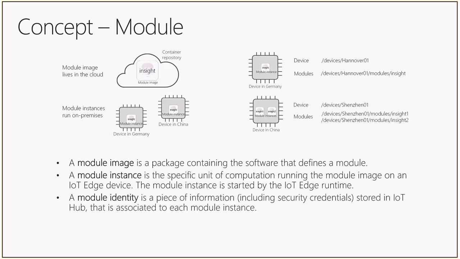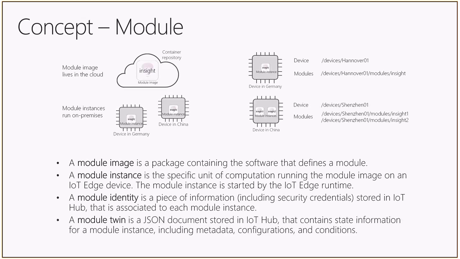And then we have the module identity. It's a piece of information including security credentials, stored in the IoT Hub, and associated with that module instance. And we have the module twin, like a device twin. It's metadata, a JSON document stored in IoT Hub that contains the state information of the module instance. So it's basically the configurations, conditions, etc., and it's associated with an instance of that image.